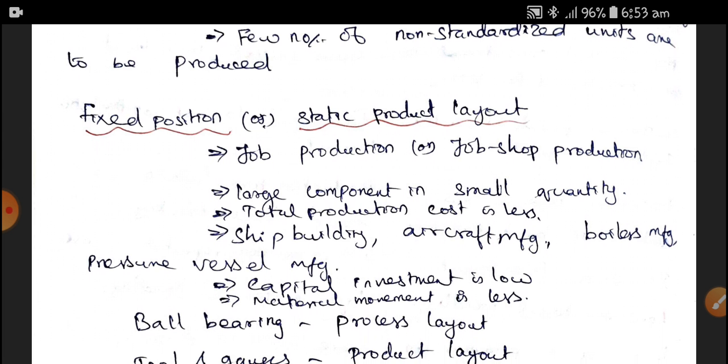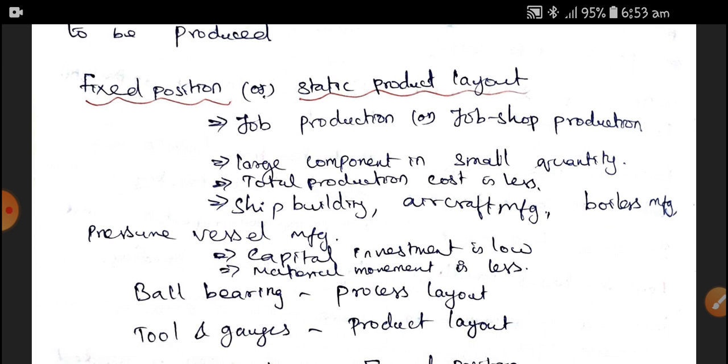Here the total production cost is very much less, for a large component in a small quantity. Maybe if you are building a ship, it is being built for a period of 6 months. Therefore, for the 6 months the ship is stationary, and all the machines come and go. Only when the ship is fully completed is it given to the seashore. So here the capital investment is very low and material movement is very less. Only machine movement is there. That is our understanding.